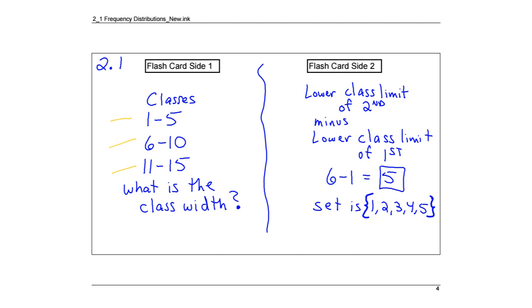So this says, what is the class width? Remember, at first, when you're looking at this, you probably want to take 5 minus 1, but that's not going to work. That's not the class width. We have to actually look at two separate classes. So we're going to grab the lower class limit of the second class and the lower class limit of the first class, and we're going to subtract those. So that would give me 6 minus 1, which is 5.